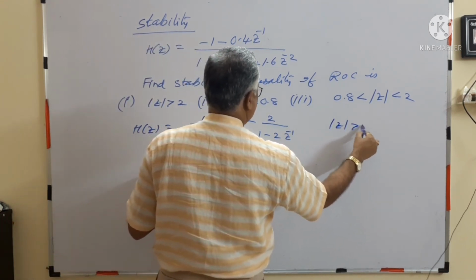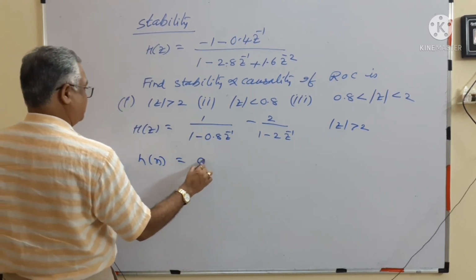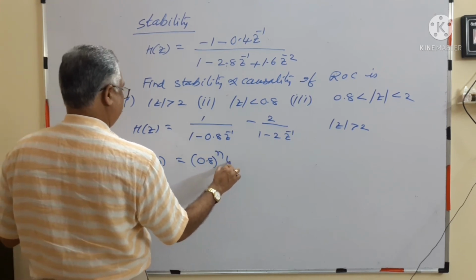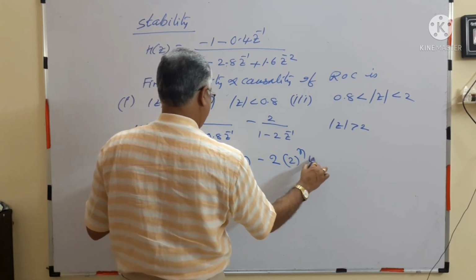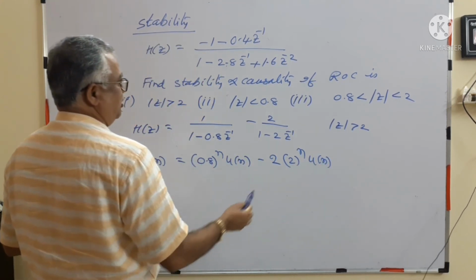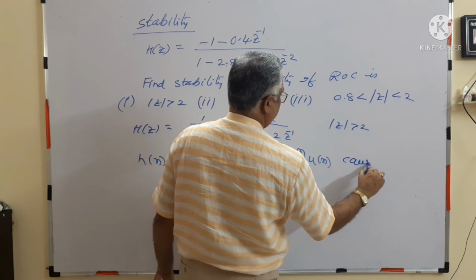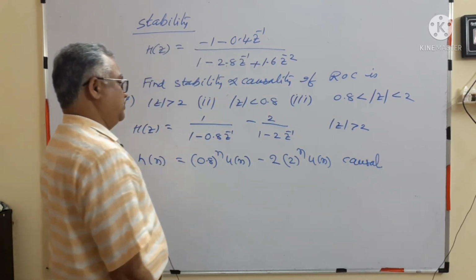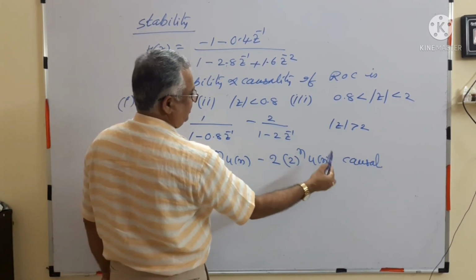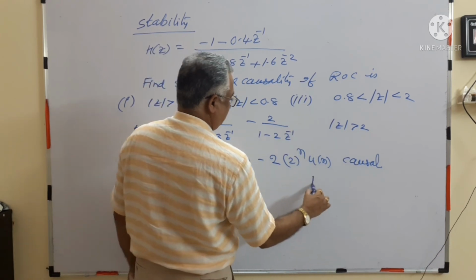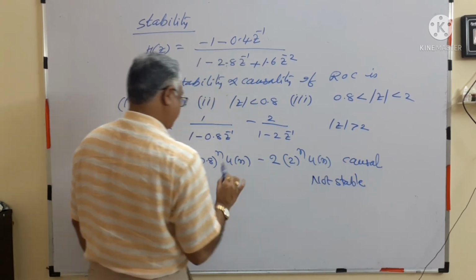Mod Z greater than 2. So what is h of n? Answer: 0.8 to the power of n u of n minus 2 power n u of n. So mod Z greater than 2 means causal. By observing here also, it is causal. But is it stable? 2 power n, right side, these values keep on increasing. Not stable.